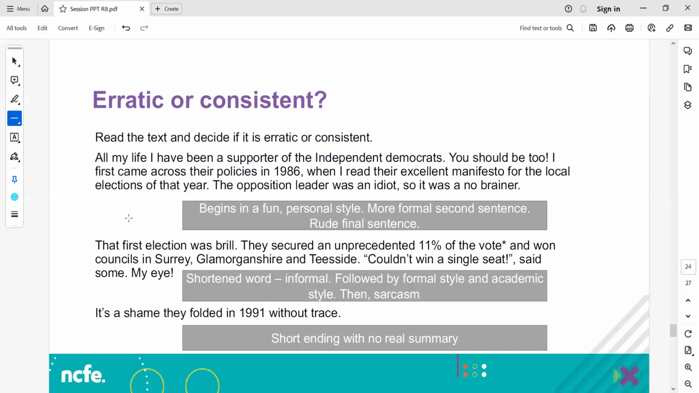We've got a personal style, we've got academic, we've got formal, we've got sarcasm, we've not got a proper summary at the end. So as you've already said, it is erratic. It's all over the place. It doesn't know what tone it is using. It's just using a mixture of many features and tones.